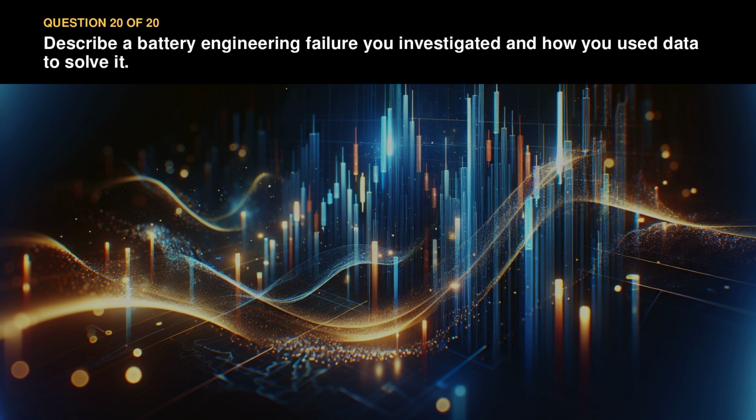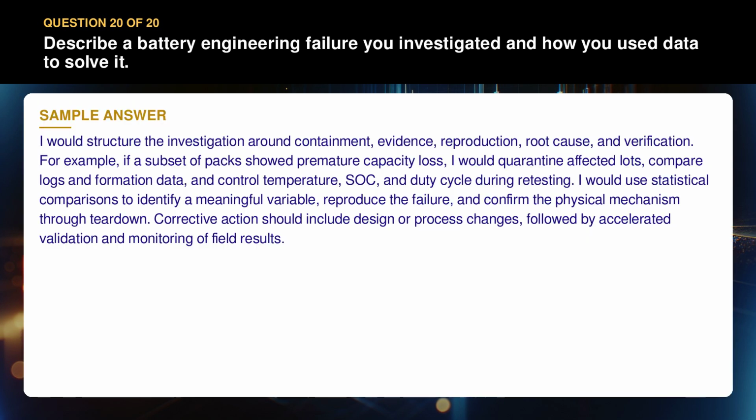Question 20. Describe a battery engineering failure you investigated and how you used data to solve it. I would structure the investigation around containment, evidence, reproduction, root cause, and verification. For example, if a subset of packs showed premature capacity loss, I would quarantine affected lots, compare logs and formation data, and control temperature, SOC, and duty cycle during retesting. I would use statistical comparisons to identify a meaningful variable, reproduce the failure, and confirm the physical mechanism through teardown. Corrective action should include design or process changes, followed by accelerated validation and monitoring of field results.